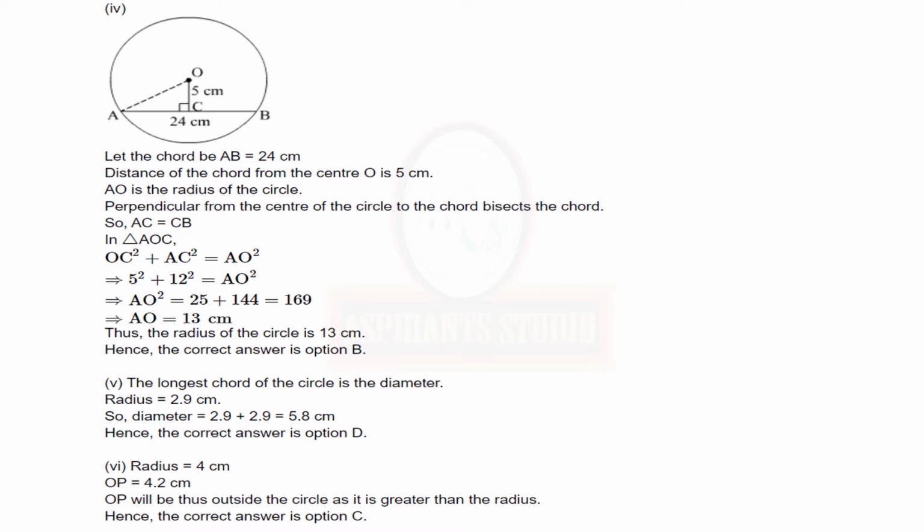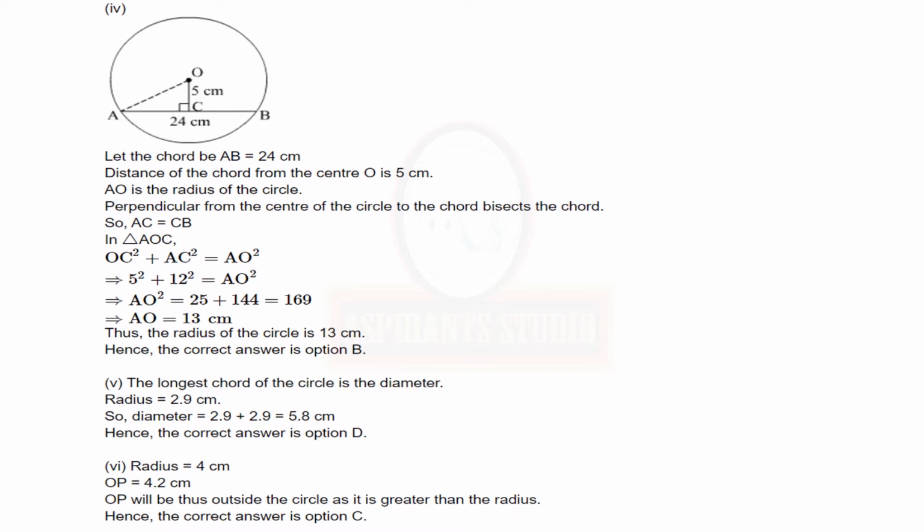AO square is equal to 169. Therefore AO is equal to square root of 169, which is 13 centimeters. Thus the radius of the circle is 13 centimeters. Now coming to the fifth question. The length of the longest chord of the circle with the radius 2.9 centimeters is dash.